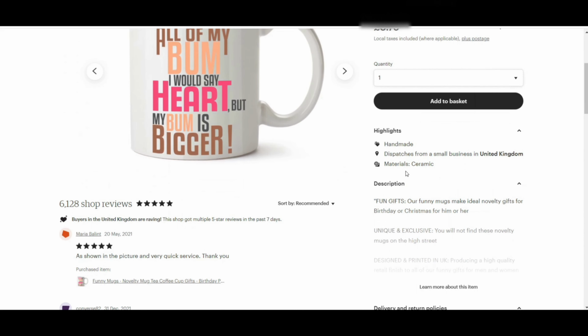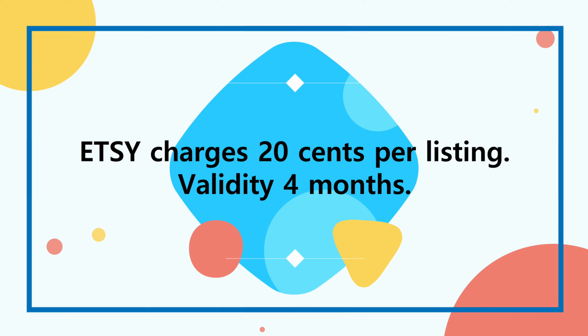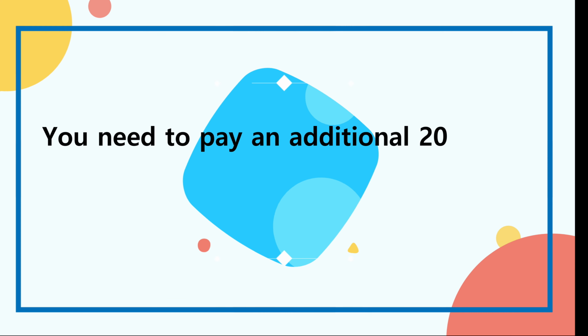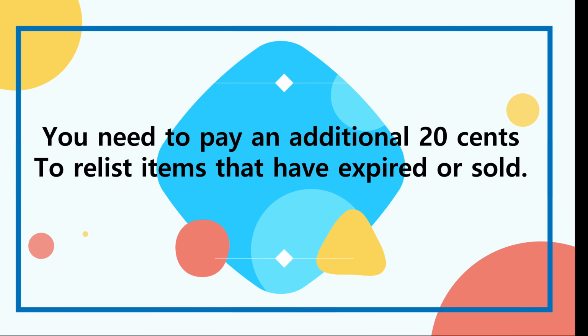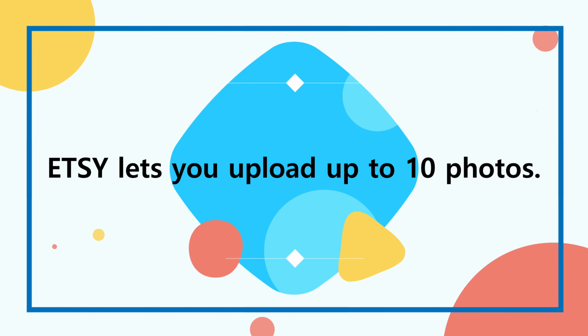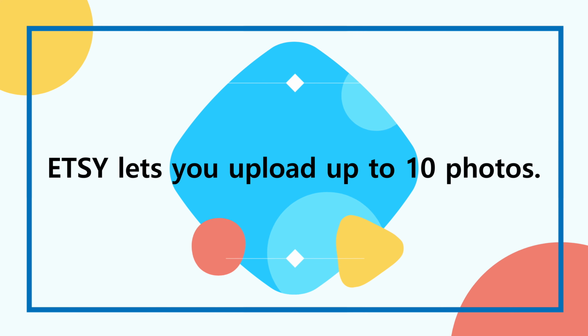Also, we need to know about the Etsy listing fee before listing an item. Etsy charges 20 cents per listing, and a listing is good for 4 months before it expires. You need to pay an additional 20 cents to renew the items that have expired or sold. Etsy lets you upload up to 10 photos with each listing. There are no additional charges for adding photos beyond that initial listing fee.